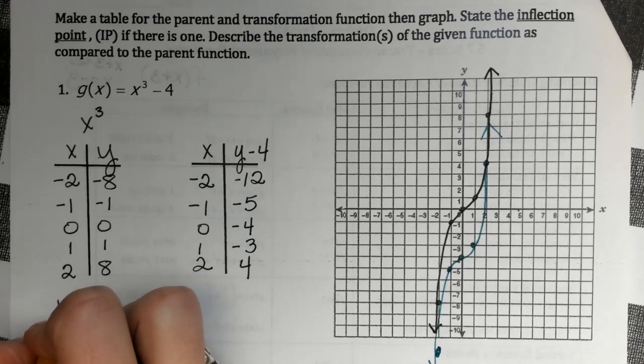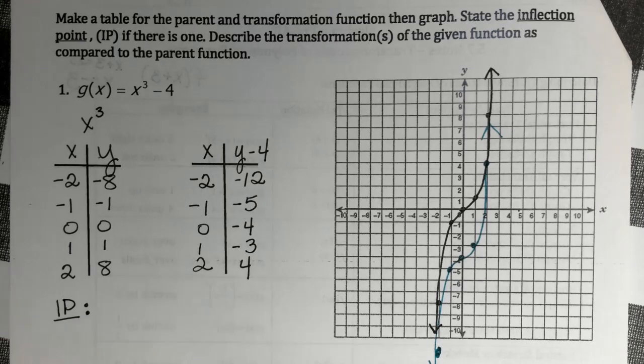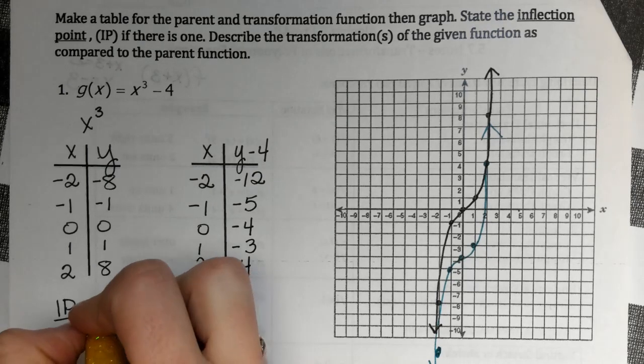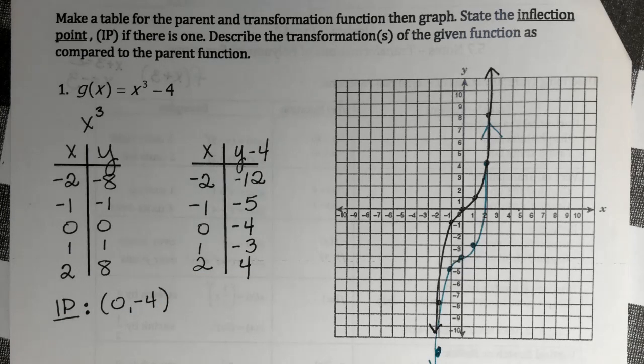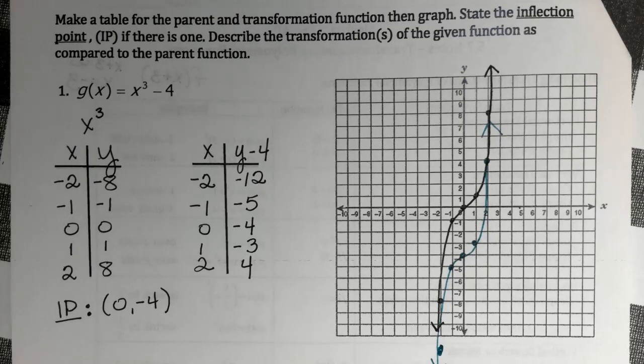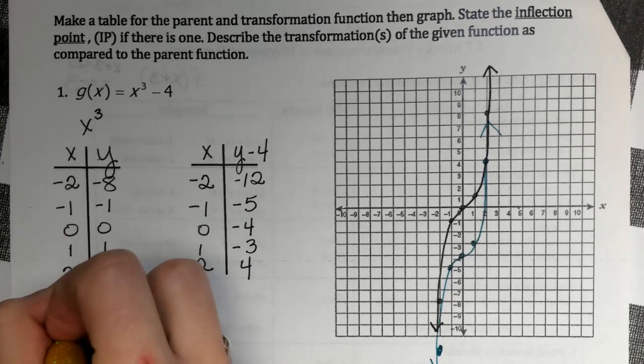So once you graph it, we have to state the inflection point if there is one. So for an odd degree function, you're going to have an inflection point. And then we're going to talk about the transformations. Okay, so my new inflection point is where? 0, -4. That's the center of the graph. And then the only transformation I had was what? It translates down 4.